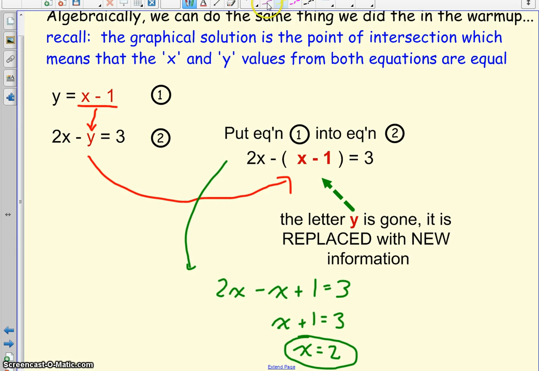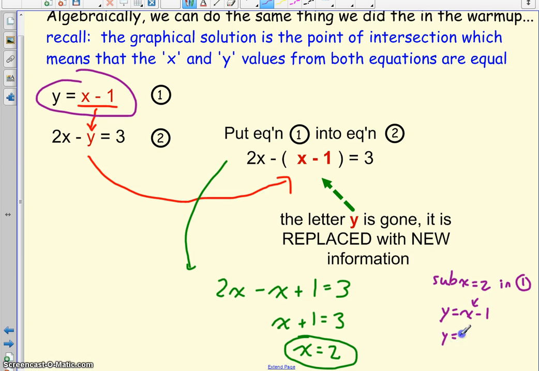Well, if I go back to one of the original equations, I can use this. If I know x, I can find y in either of the two equations. So I'm going to choose this equation. It's a little bit easier to work with. I'm going to sub x equals 2 into the first equation. So I'm going to have y equals x minus 1. So now it's going to be y equals 2 minus 1, which gives me y equals 1.